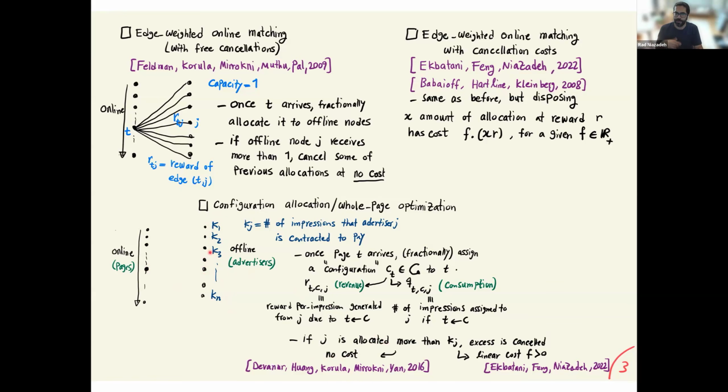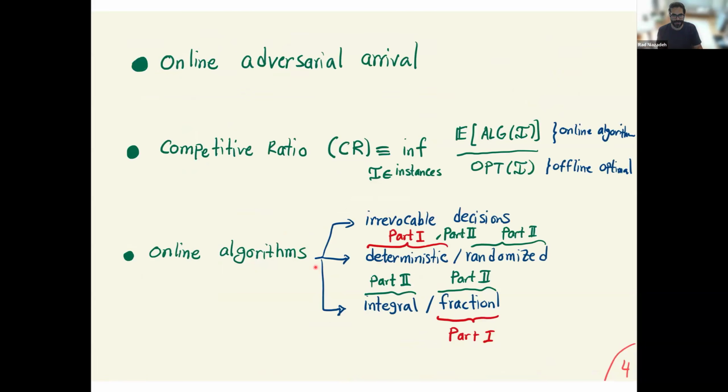Basically, you can allocate more impressions to advertisers than how much they are contracted, but then the extra impressions are going to be lost, right? So I don't expect you to follow all the details of these models. I encourage everyone to take a look at the slides offline to make sure that you understand the differences between these models. The tutorial is going to get simpler, I promise.